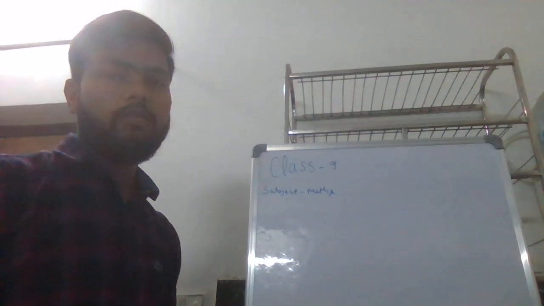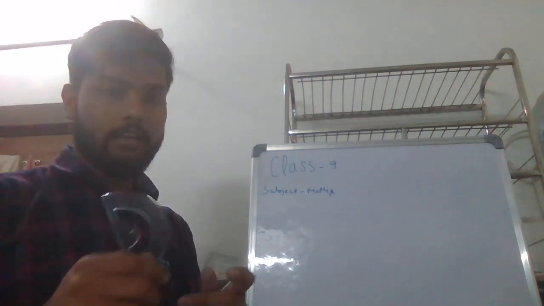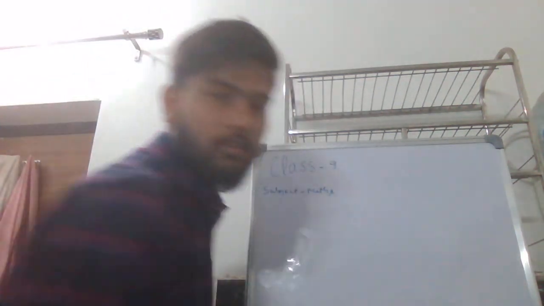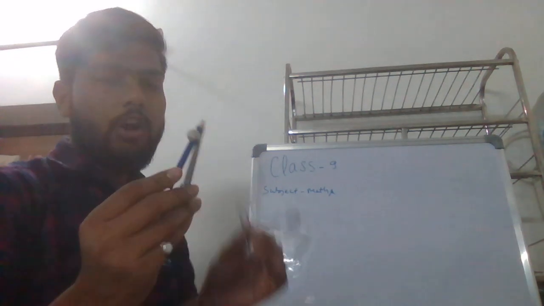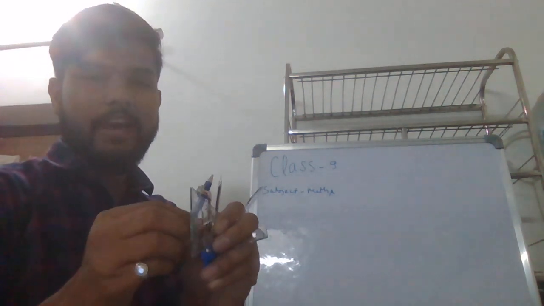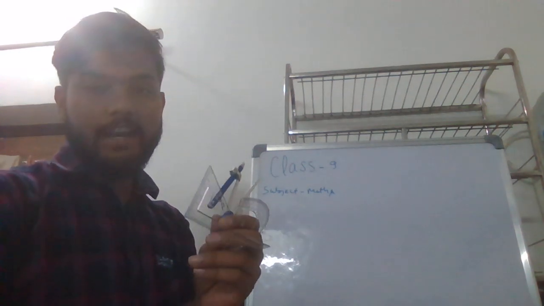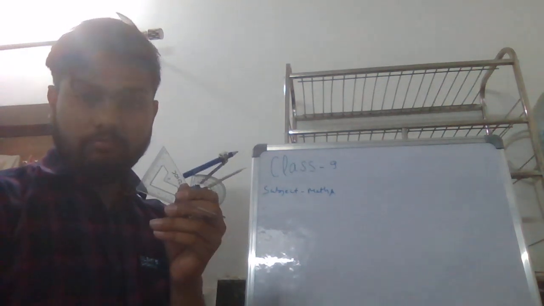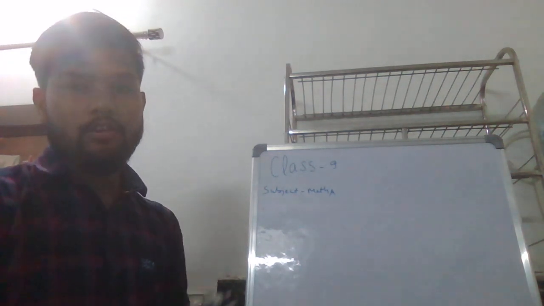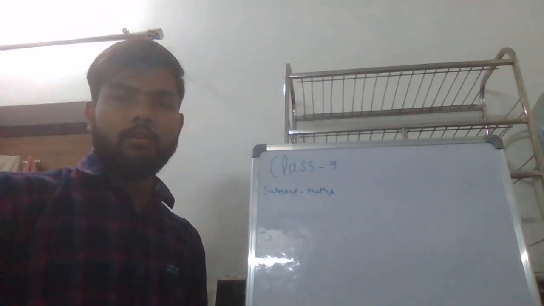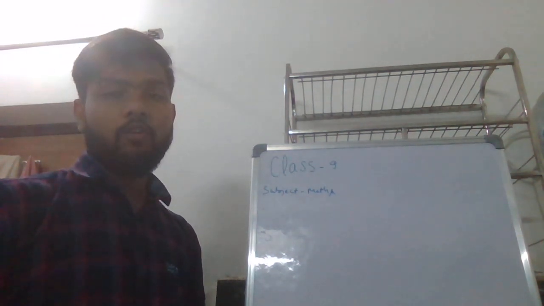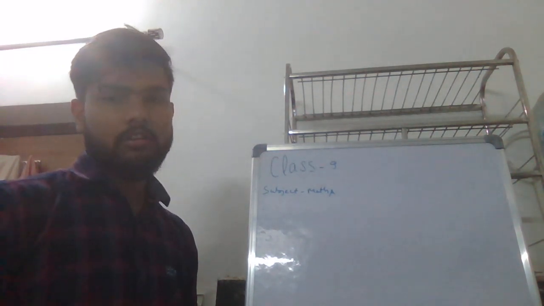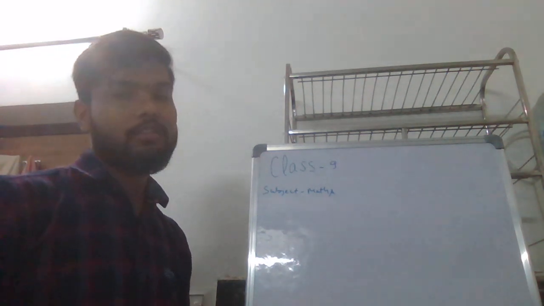So first, you tell me what you observe here. What is this, and this, and this? Yes, very good. You can see a protractor, compass, pencil, scale, and that geometrical instrument. Now, what do you think we are going to do? We are going to do some construction.